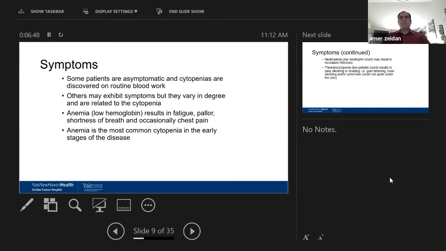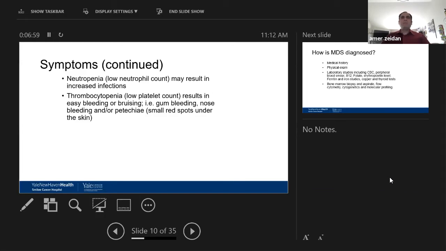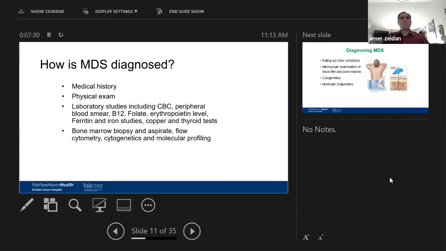While other times the patients could have symptoms, which depend on the degree of the cytopenia, the low blood count. For example, anemia can cause fatigue, pallor, shortness of breath, chest pain, and anemia is actually the most common presenting symptom for MDS because it occurs in more than 80% of patients. Neutropenia, the low neutrophil count, can result in recurrent infections, which can be severe, while thrombocytopenia, or the low platelet count, can cause early or easy bleeding or bruising, especially from the gums when you brush your teeth, from the nose, and what we call petechiae, which are small red spots that occur under the skin when the platelet count is low. So all of those conditions basically can be manifestations of how MDS presents.